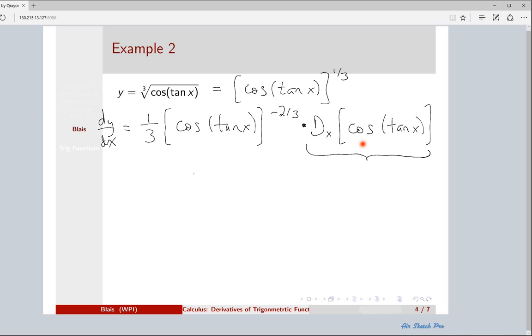We do chain rule again. So the derivative of the outer function, leaving the inner function alone. The derivative of cosine will be minus sine. So we have minus sine of tan x, so leaving the inner part alone, times the derivative of the inner part, and the derivative of tangent of x with respect to x is secant squared x.